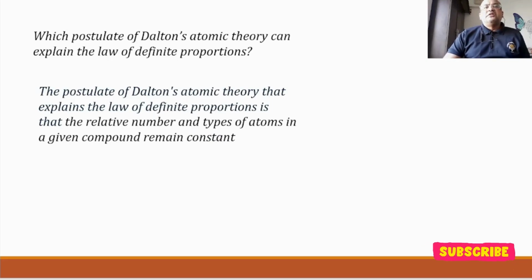Which postulate of Dalton's atomic theory can explain the law of definite proportion? The postulate that explains the law of definite proportion is that the relative numbers and types of atoms in a given compound remain constant.